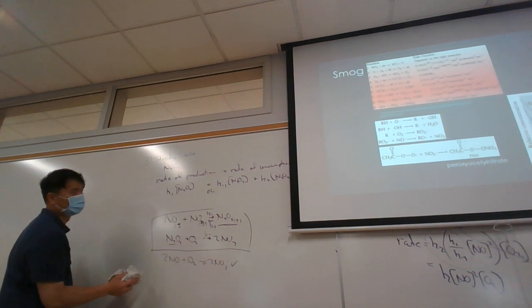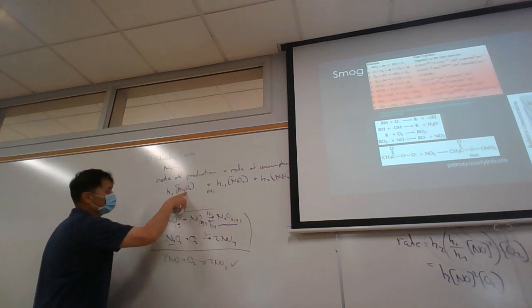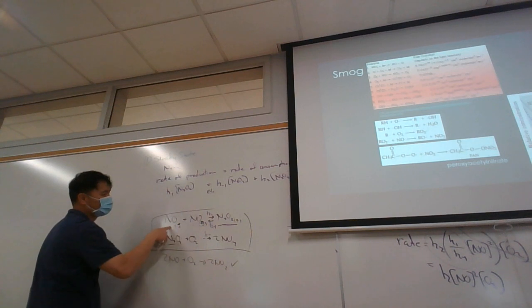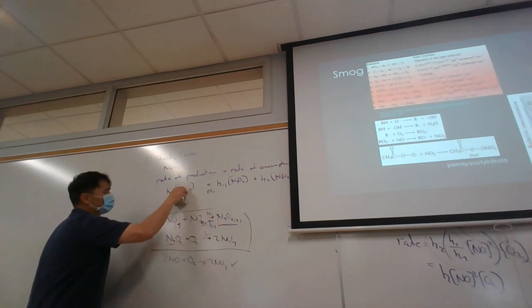Why isn't the K1 NO squared? Why is it N squared? Oh, that's a good question. Because I made a mistake. It's not N2O2. It's K1 is NO squared. You're right. That was a mistake.